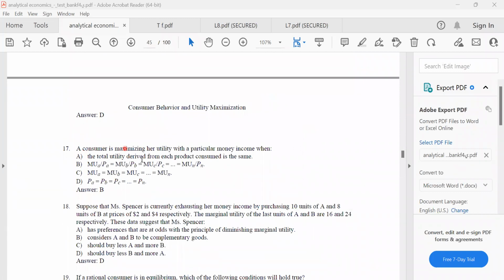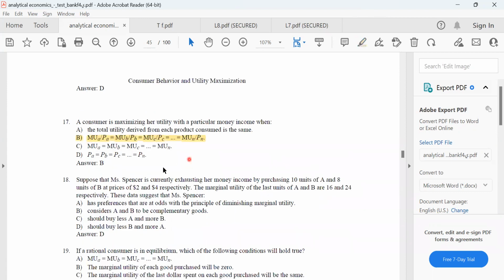A consumer is maximizing her or his utility with a particular money income. The condition where a consumer is maximizing utility is when the marginal utility of product A over the price of A equals the marginal utility of product B over the price of B, equals the marginal utility of product C over the price of product C, and so on. So this is the condition where a consumer is maximizing her or his utility.